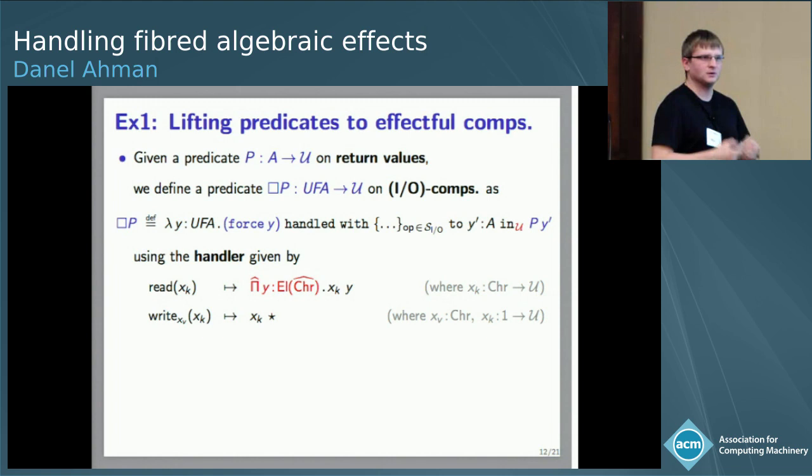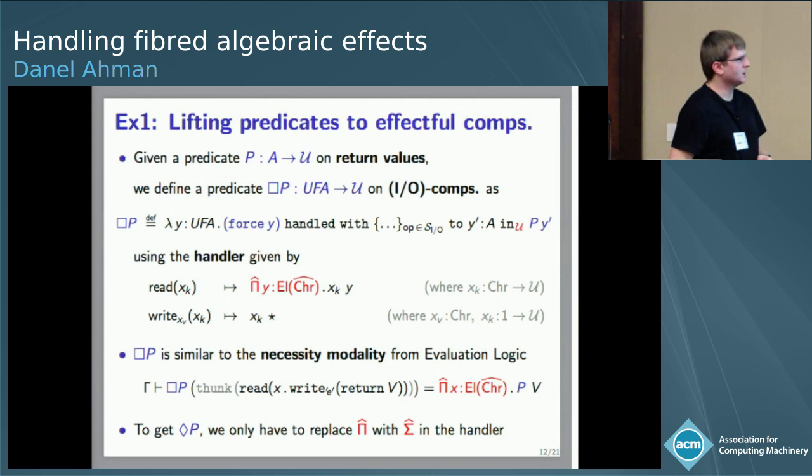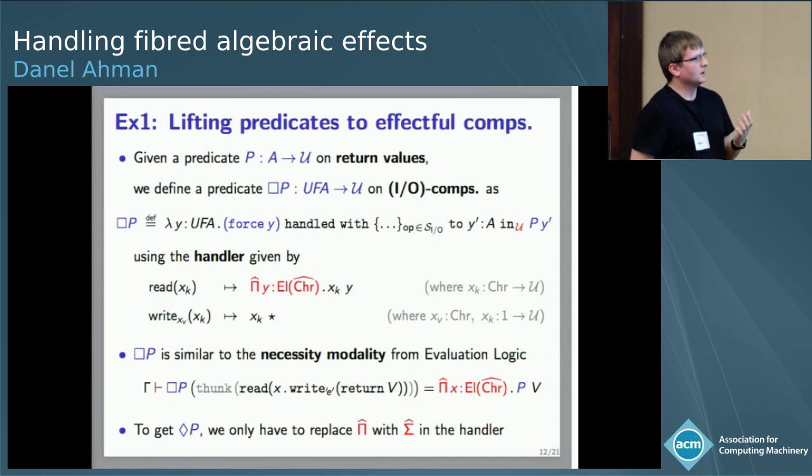If you look at the equation down here, this is an example of what's happening. If I look at box P at the computation read followed by a write and then returning a value, then if I apply box P to this computation, this is going to be definitionally equal to universally quantifying over all the possible values that I can branch on.